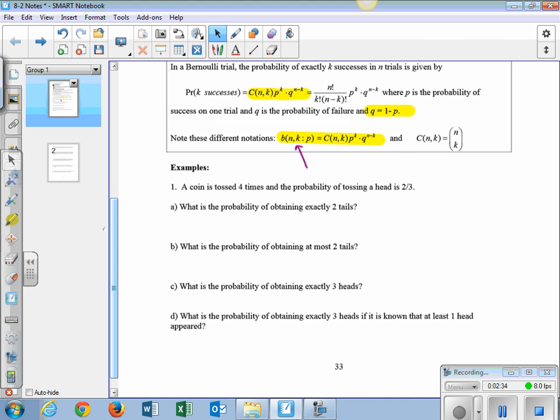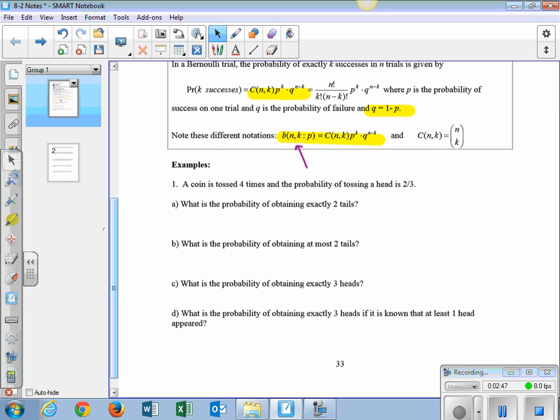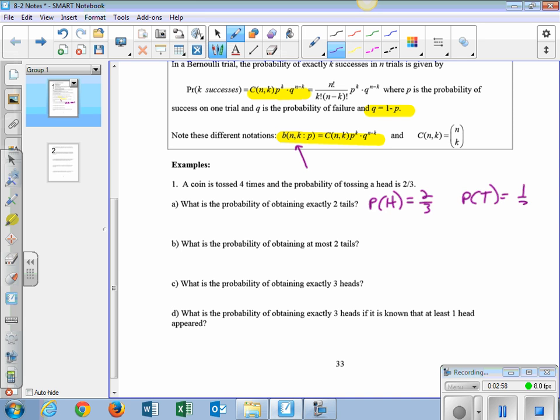Some examples. I have a coin that is tossed 4 times, and the probability of tossing a head is 2/3. In part A, what is the probability of obtaining exactly two tails? Well, I'm going to say the probability of heads is equal to 2/3, and the probability of tails is equal to 1/3. This is like my p and this is my q if you're looking at the formula.